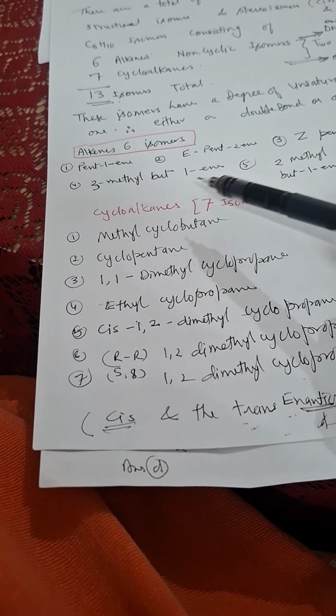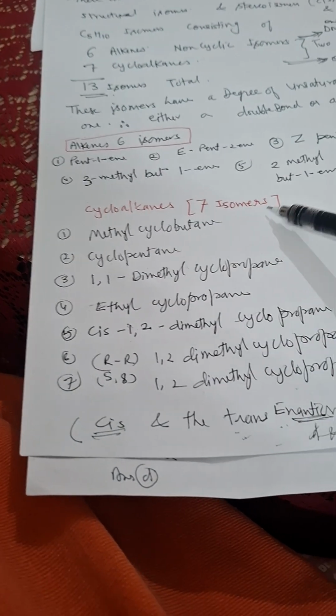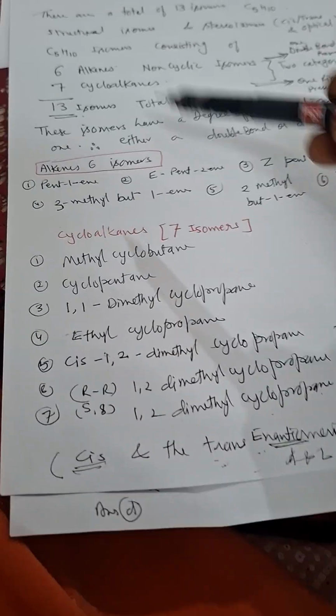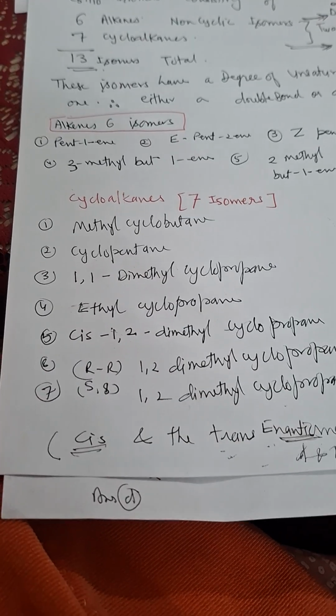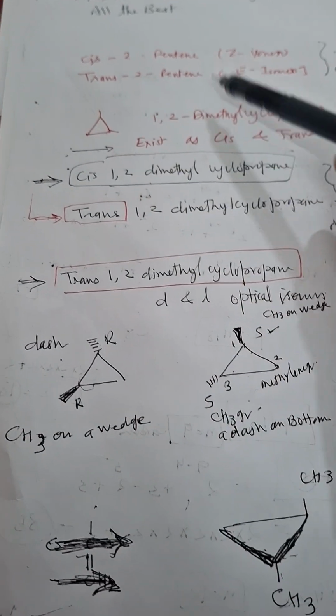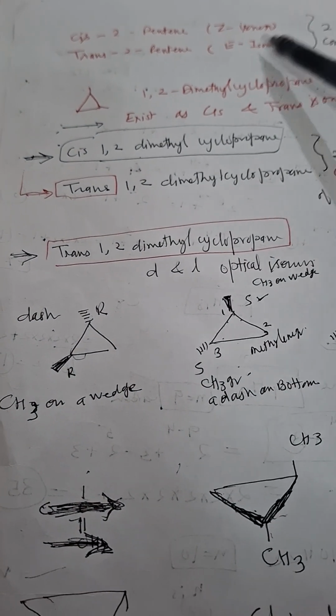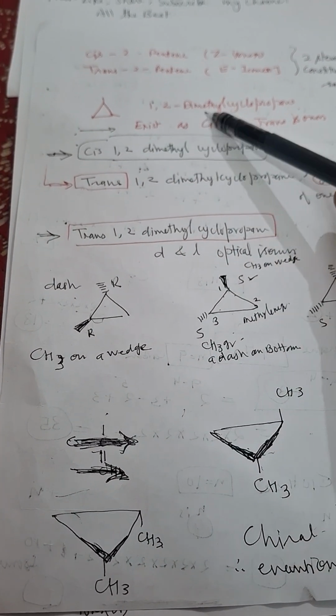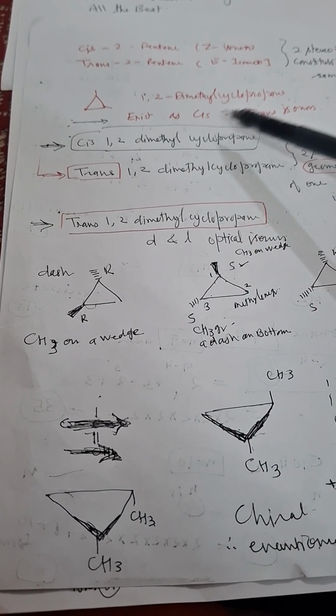So total how many cycloalkanes? Total 7 isomers. So 6 plus 7, how many? 13. So 13 isomers of this. Now we will go for the structures. Cis-2-pentene is the Z isomer, trans-2-pentene is the E isomer, and these are from the alkenes. Now I will tell you about 1,2-dimethylcyclopropane, which exists as cis and trans forms.